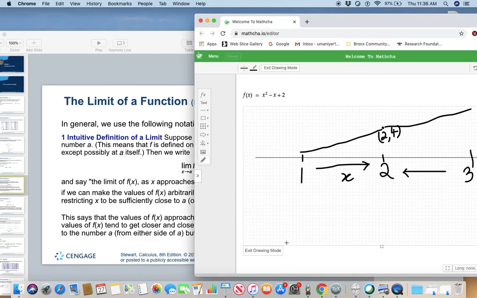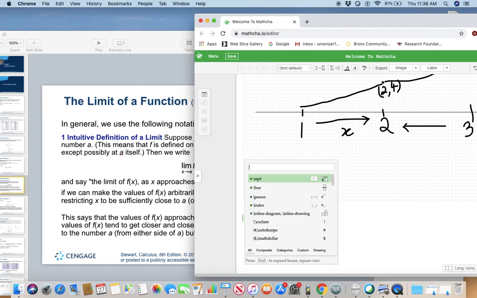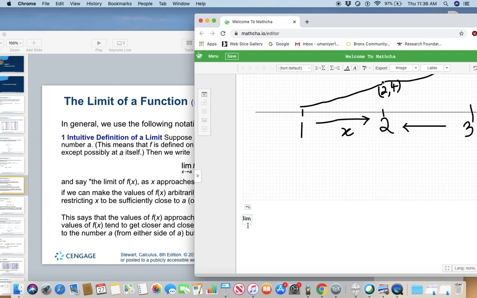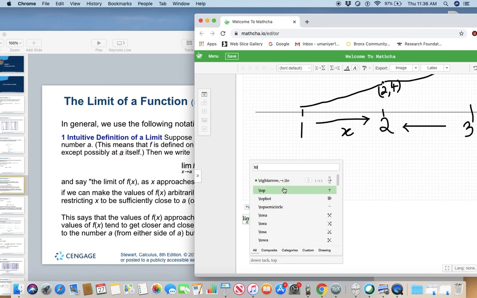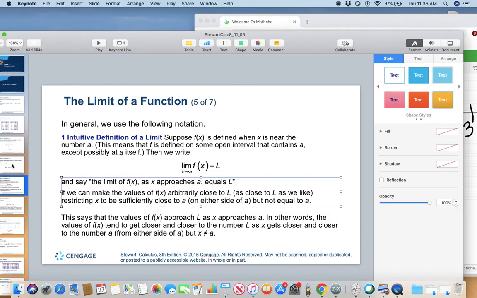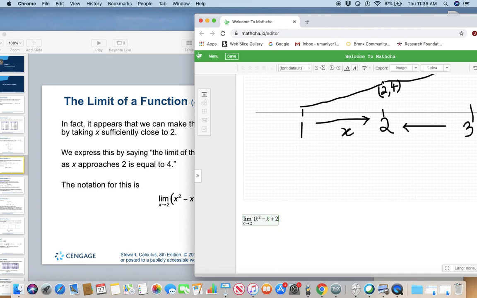In math mode, what you do is you start math mode, \lim. You see lim, and you have a space underneath, x \to 2, that arrow is the \to, of f(x). What was my f(x)? x squared minus x, I forgot, plus 2. All of this is 4. Okay, that's how you would write it in LaTeX.